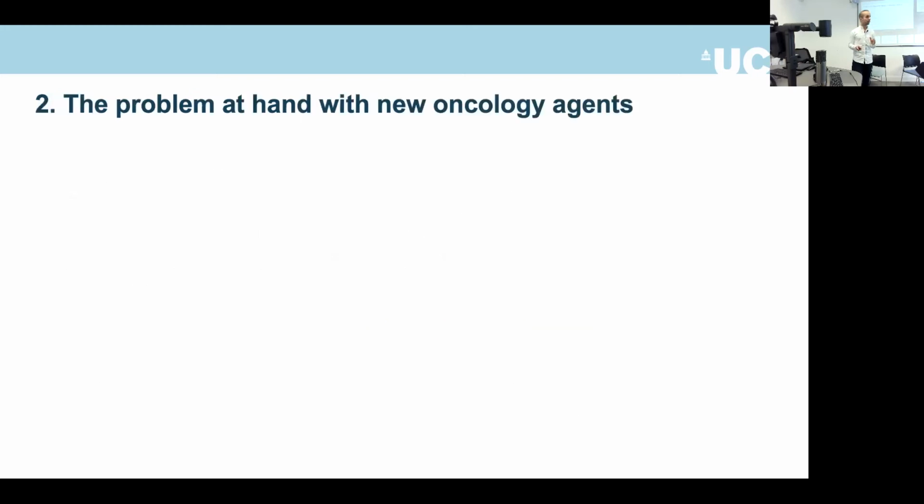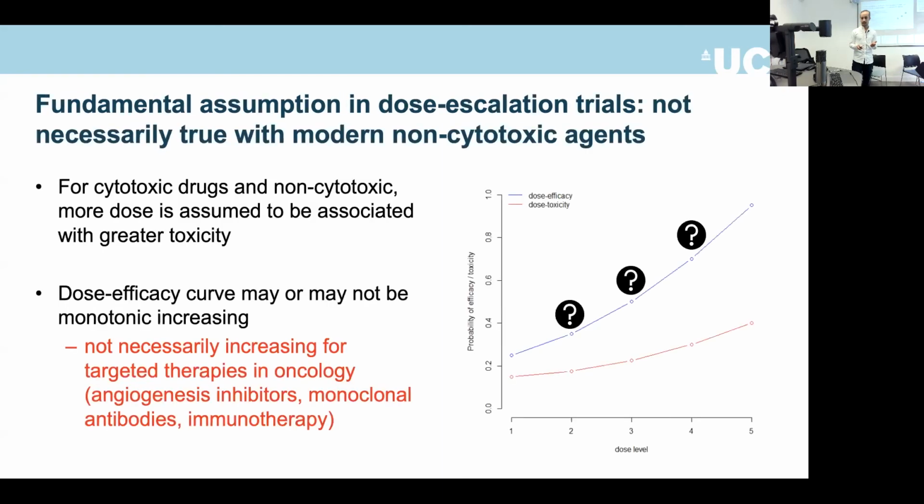So that was it in terms of introduction to dose finding studies. Now, what is the problem at hand with new oncology agents? And I'm not talking about targeted therapies, which includes small molecules, as we say, as well as immunotherapy. What happens is that this fundamental assumption that the dose efficacy curve is monotonic may not be true. The assumption that the dose toxicity curve is increasing remains valid.